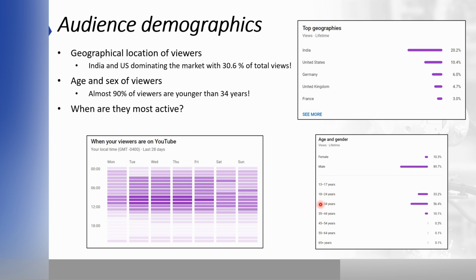You can also see the age of your audience. You can see almost 90% of views are coming from people who are age 34 or younger. And that is the age of most of the students, undergrad or even PhD. And you can see the time as well when your audience is active. So if you want to have a live session with them, you can decide the time based on this data.